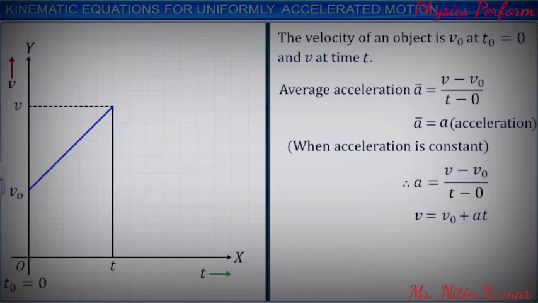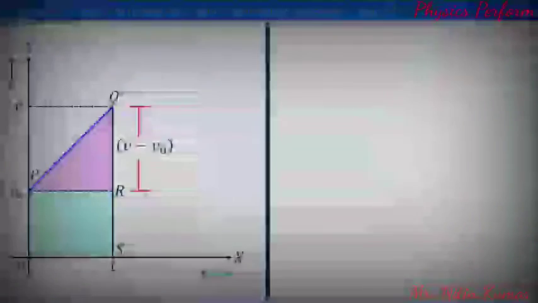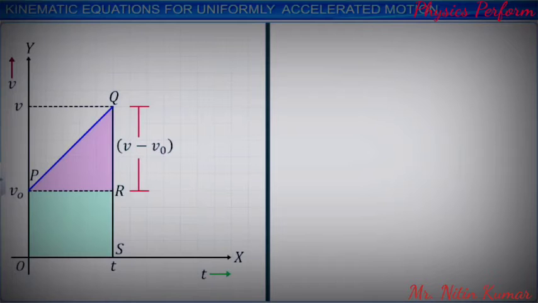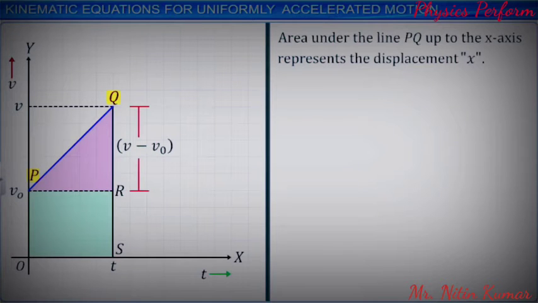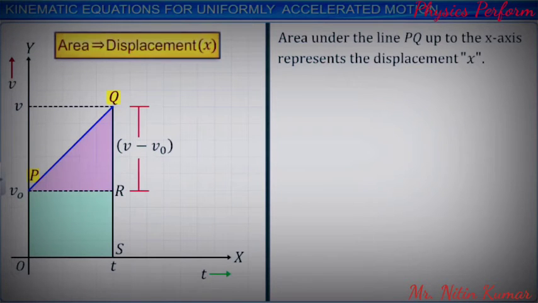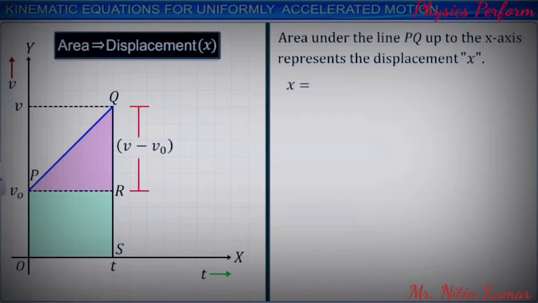The second equation represents the relation between displacement x, initial velocity v naught, acceleration a, and time t. The area under the line PQ up to the x-axis represents displacement x. Displacement x is represented by the area between the lines joining points O, P, Q, and S. This is equal to the sum of the areas formed by the triangle PQR and the rectangle PRSO.